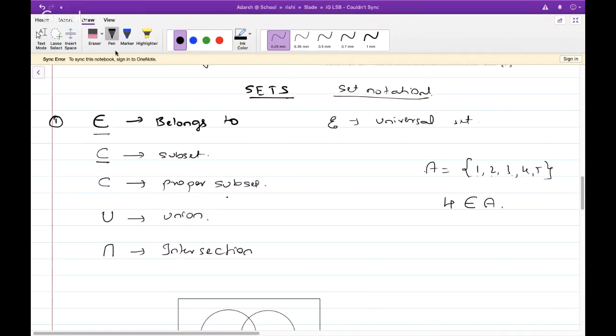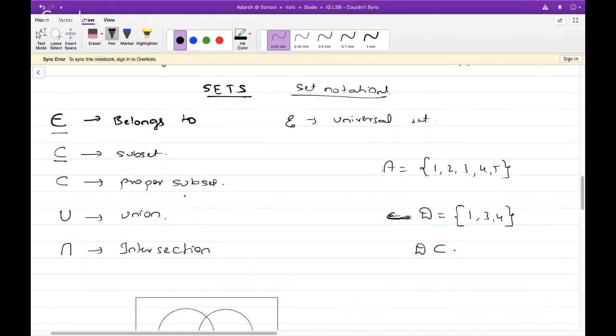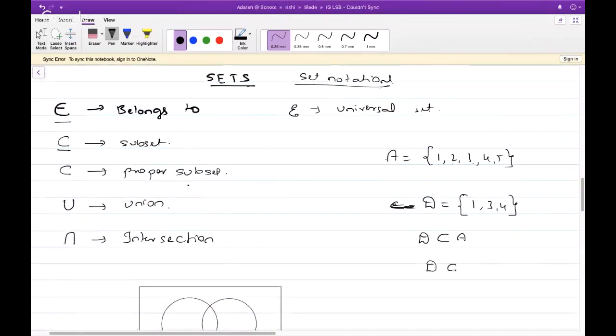Now if I have another set, let me call it D. So D has elements 1, 3, and 4. All the elements of this set are also there in set A. So D is a proper subset of A. That means all the elements of D are there in the set A. If you write it like this, that means all the elements of D are also there in A, and A has other elements too.